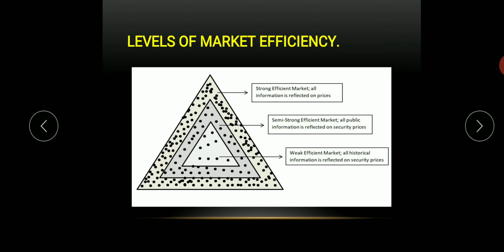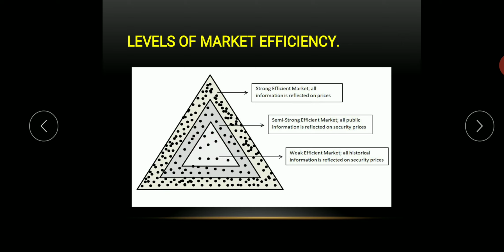The outer portion is very thick, and in the second portion the dots show some social distance. We can say that this form is the semi-strong form. Only publicly available information is reflected in the security market. In the weak form of efficiency the social distancing is very high, so you can say the information availability is very low. Only historical information is reflected in the security prices.